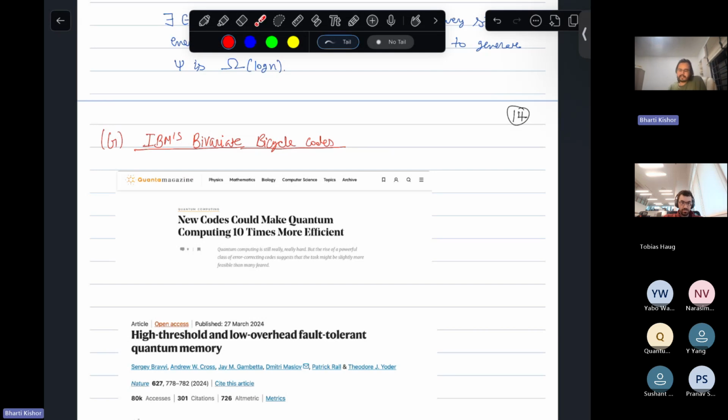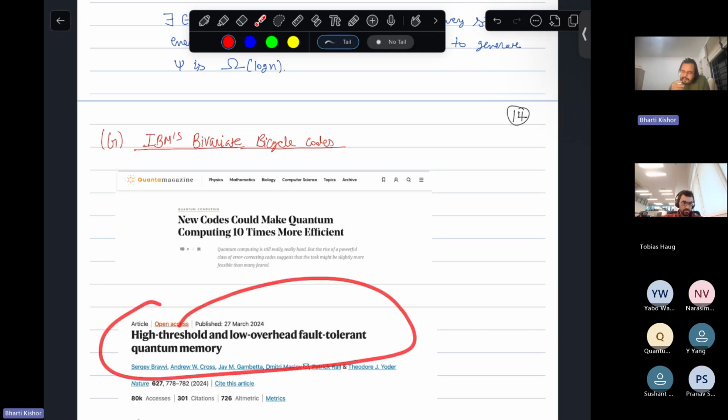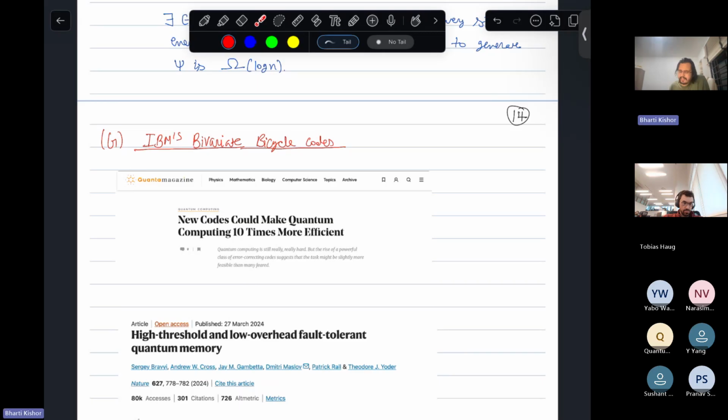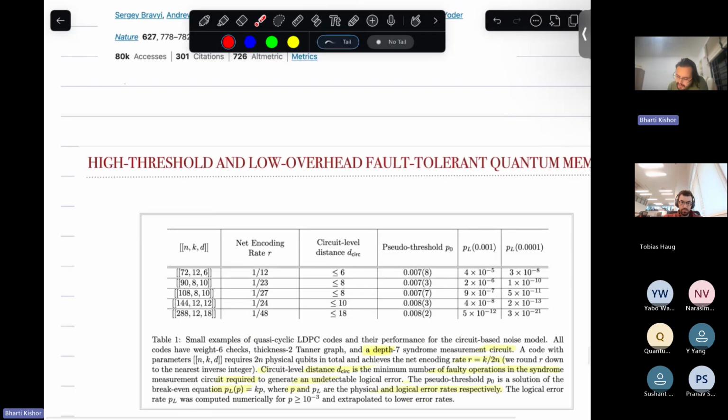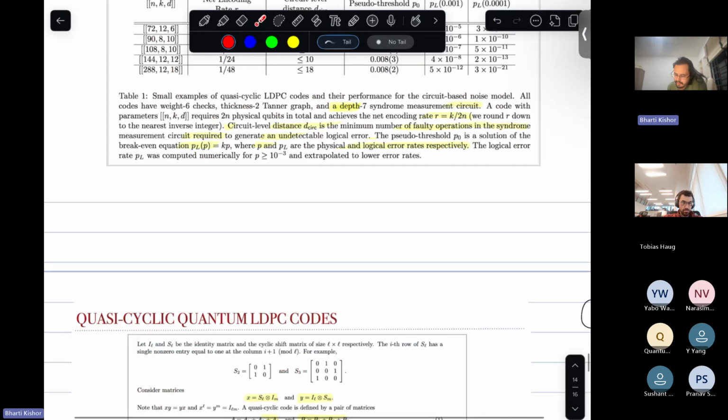And in fact, there was a very nice paper by the IBM team, and there was a Quanta magazine article covering that also. It says that this could make quantum computing 10 times more efficient. So there are some very nice codes that they proposed, and these are the parameters. You can see very nice encoding rate, very nice circuit level distance, and so on.